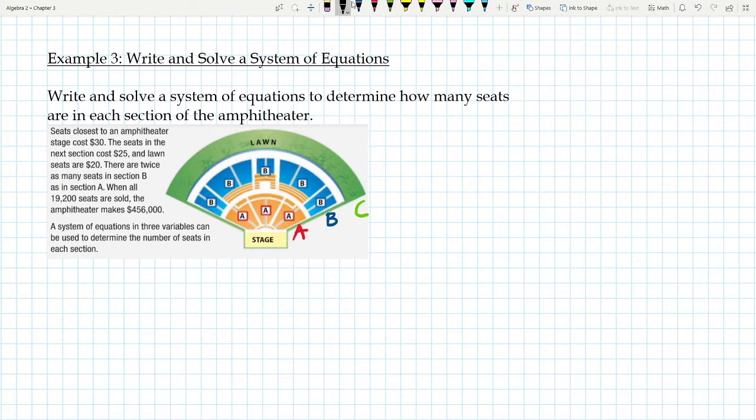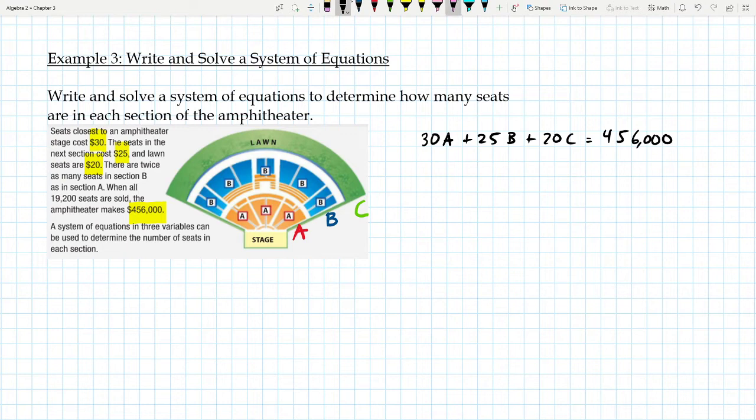Now let's talk about the equations that we're going to set up. First, we are given information about the cost of each kind of seat, and if they sell all of the seats, how much money they're going to make. So if it costs $30 for every single one of the A section seats, and $25 for every single one of the B section seats, and $20 for all the C section seats, and I sell all of those things, it's going to be $456,000.